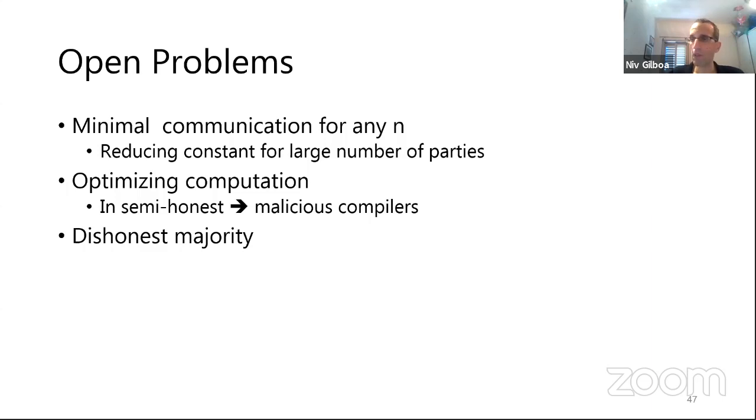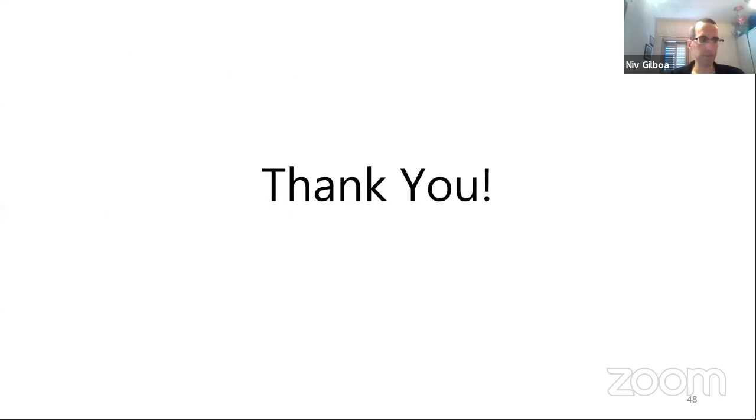Optimizing computation is pretty much open. Our ideas reduce communication and add to the computation. And for dishonest majority, we'll need totally different ideas. Instead of the semi-corrupt peer, we'll need to do something different. So that's my talk, and thank you for listening.